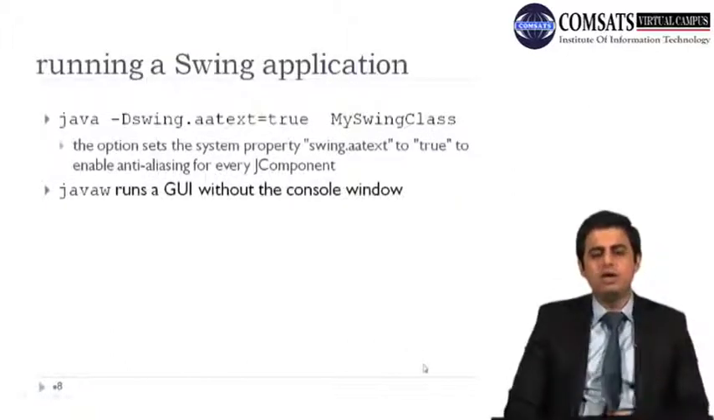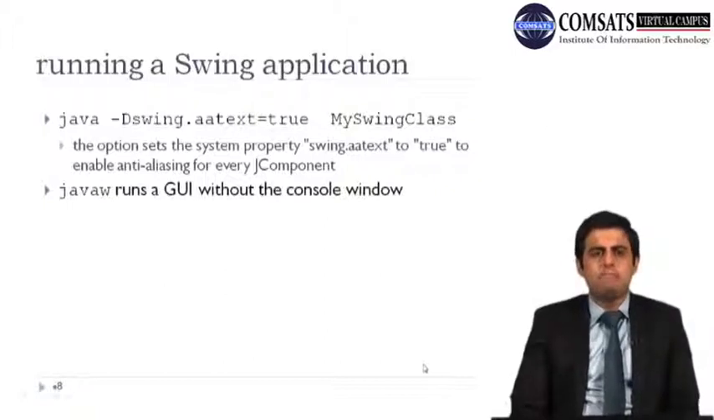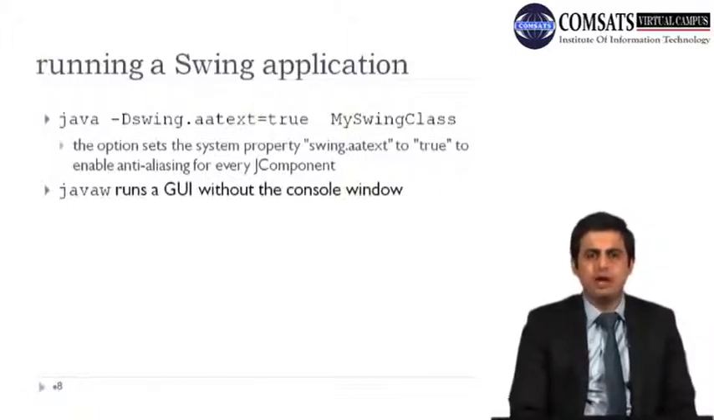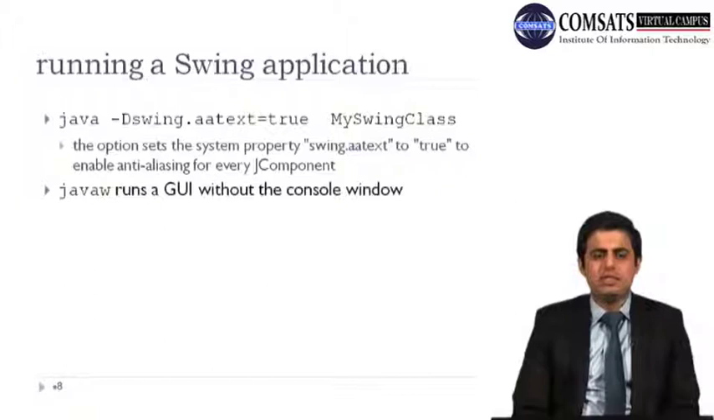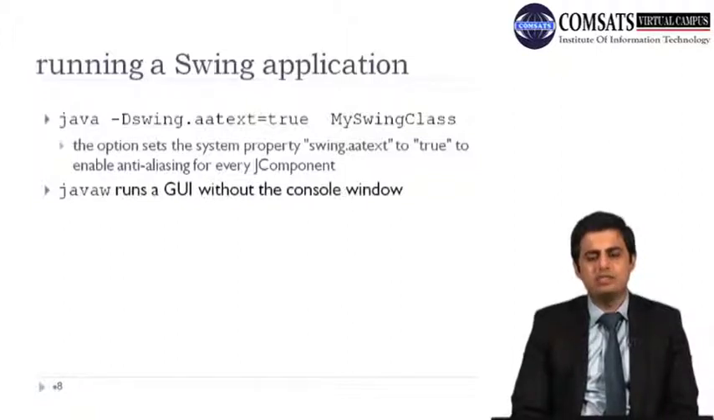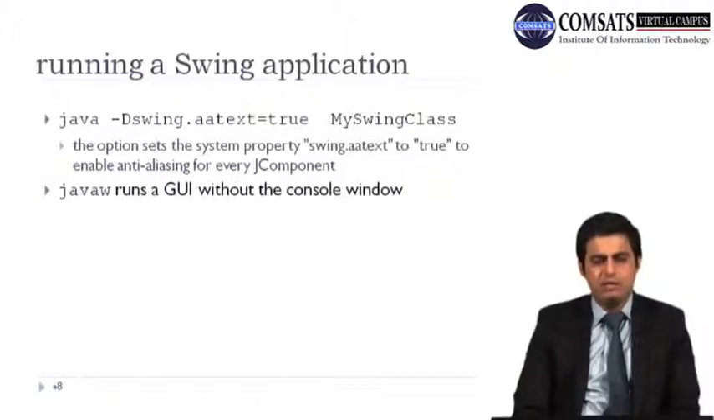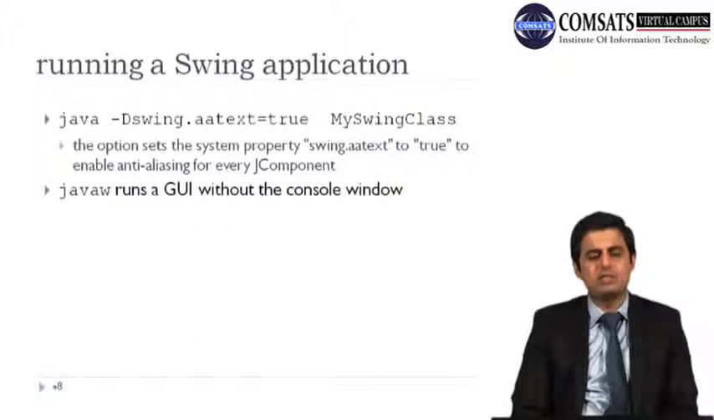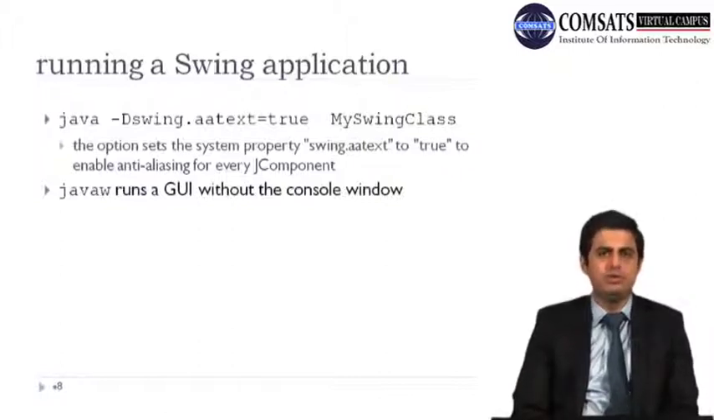Okay, how do you run a Swing application? Basically, if you are using the command line interface, then you simply write java -Dswing.aatext=true MySwingClass. The option sets the system property swing.aatext to true to enable anti-aliasing for every JComponent. Now javaw runs a GUI without the console window.